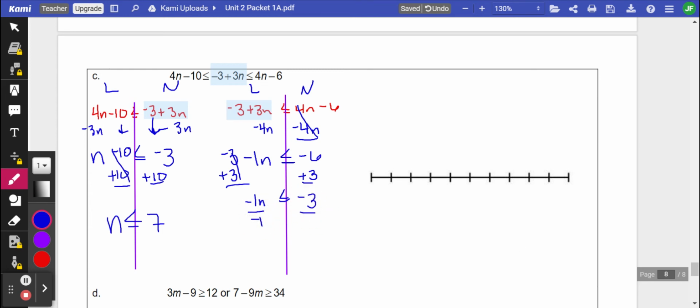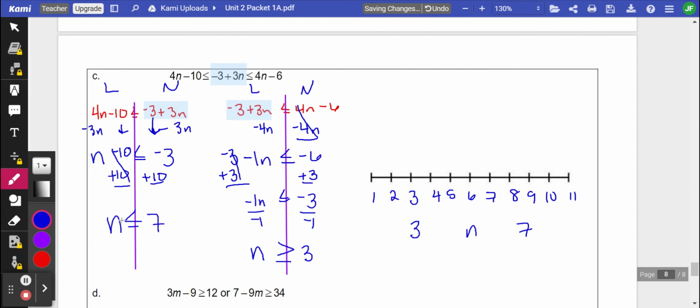This time we're dividing by negative 1 in our final step. So if I divide by a negative number, I do need to flip my sign. So one really easy way to figure out how to write this is to actually put your smallest number first and your biggest number last, and put your variable in the middle.